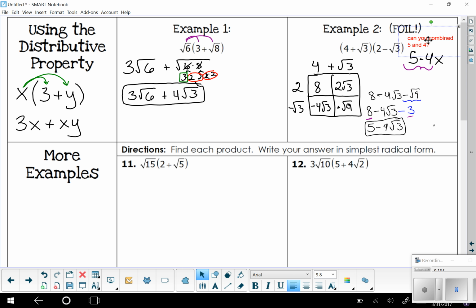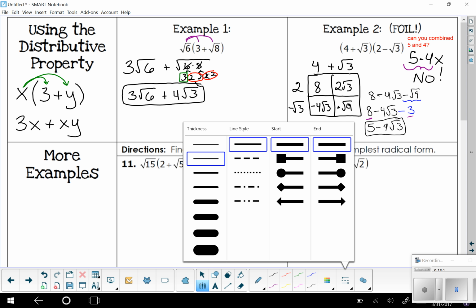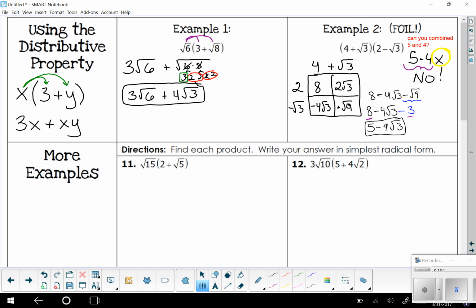Can you combine the 5 and the 4? I'm hoping you said no. And the reason why is because of that guy. You can't combine because of that guy.